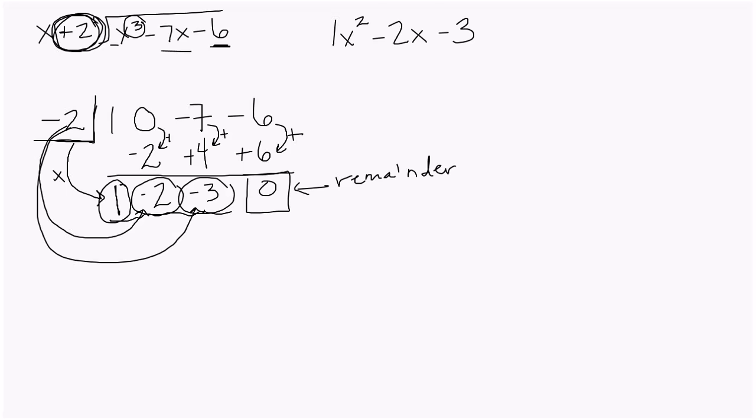So the answer to this question is, when you divide x to the power of 3 minus 7x minus 6 by x plus 2, your answer is going to be x squared minus 2x minus 3. And that's how you do a question through synthetic division. Let me show you one other problem like this.